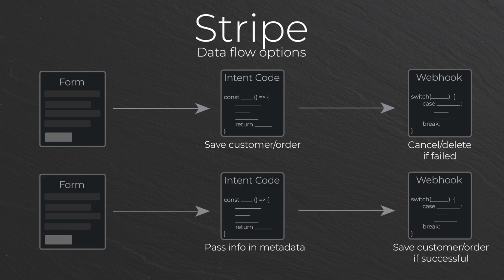Or you can send all the order and customer info in the metadata of the intent, and then use the hooks to look for successful payments. And then the webhook code can create the customer, create the order, email them, or whatever you need to do.